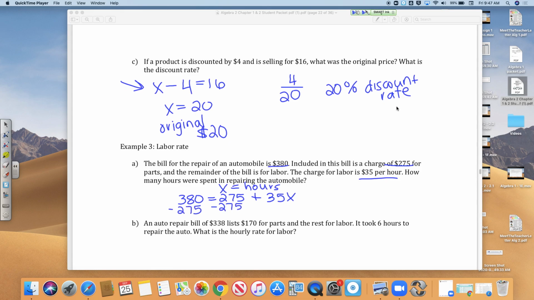When you do this, you will get 105 is equal to 35x. And then the last thing you would do is divide both sides by 35. You're going to get x is equal to 3. So this means that 3 hours were spent fixing the automobile. Letter B is very similar to this, so why don't you pause the video and try letter B on your own.